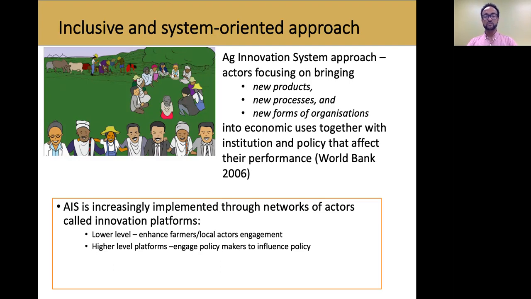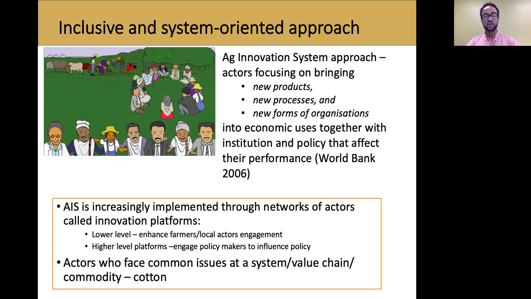Because if you establish lower-level innovation platforms, the main focus is to engage farmers and increase their involvement in the co-innovation process. But if you establish higher-level platforms, it's more about addressing the institutional barriers for innovations to go to scale. The actors coming together under the innovation platform are stakeholders facing common issues at a system, value chain, or commodity level, such as cotton.